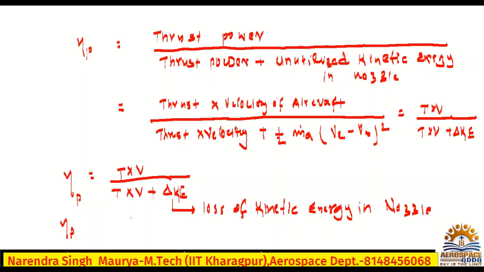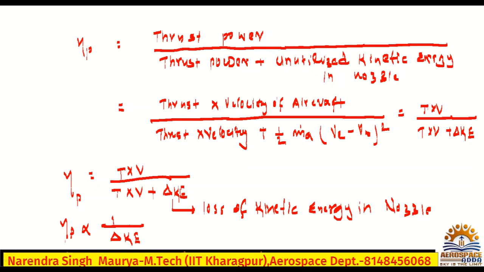If the loss is more, then propulsion efficiency will be less. If the loss is less, then obviously the denominator will be less. You can connect this: if the loss of kinetic energy in nozzle is more, the denominator value will be more and eta p will be less. If this loss of kinetic energy in nozzle is less, the denominator will be less, hence eta p will be more. So eta p is basically inversely proportional to loss in kinetic energy in nozzle.